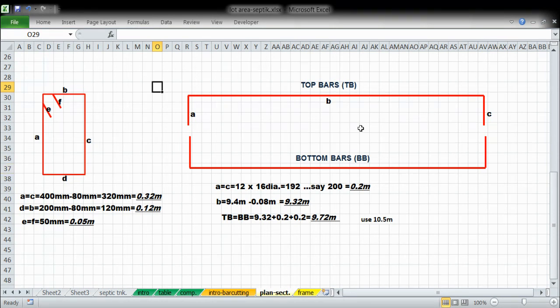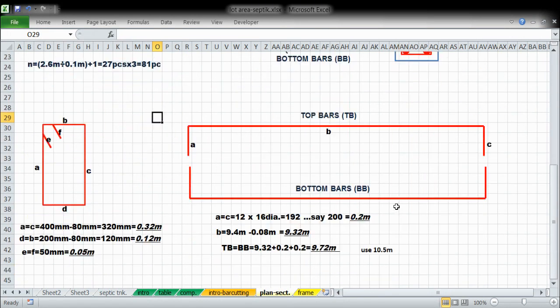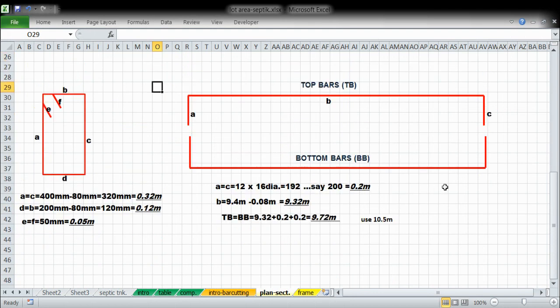For the top bars and bottom bars, we will name this A, B, and C. Okay, A equals C. The hook, that is 12 diameter. That is 12 times 16 bar diameter. Okay? 16 bar diameter, 16 mm for the top bar and bottom bar. Okay? That would give us 192. So, let us say 200.